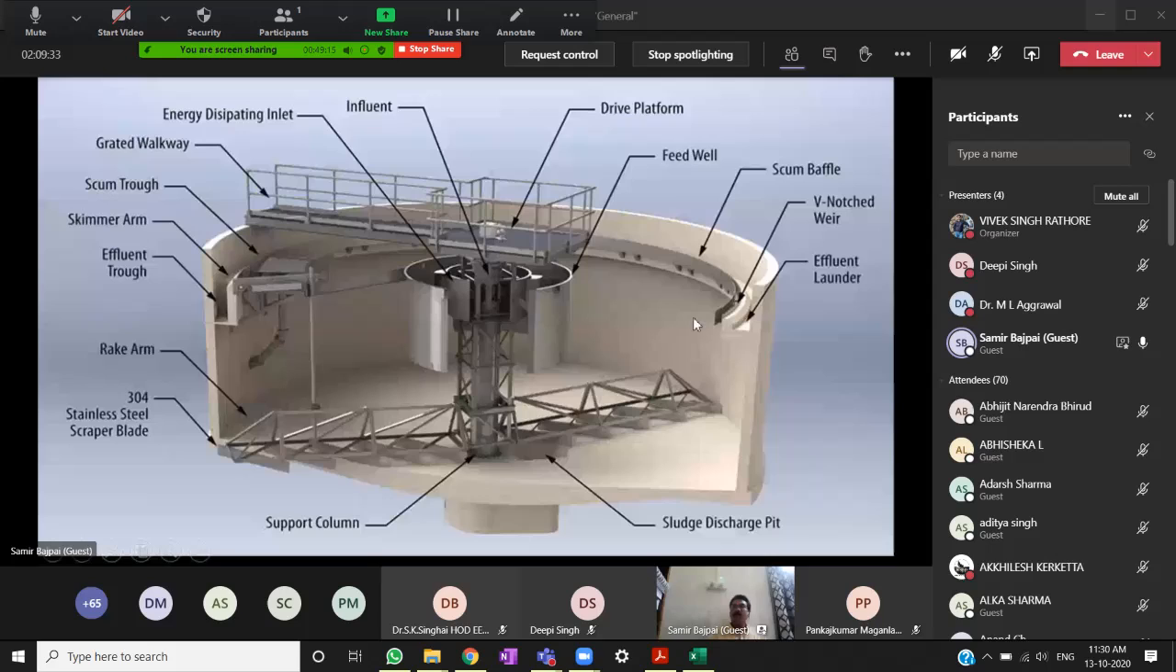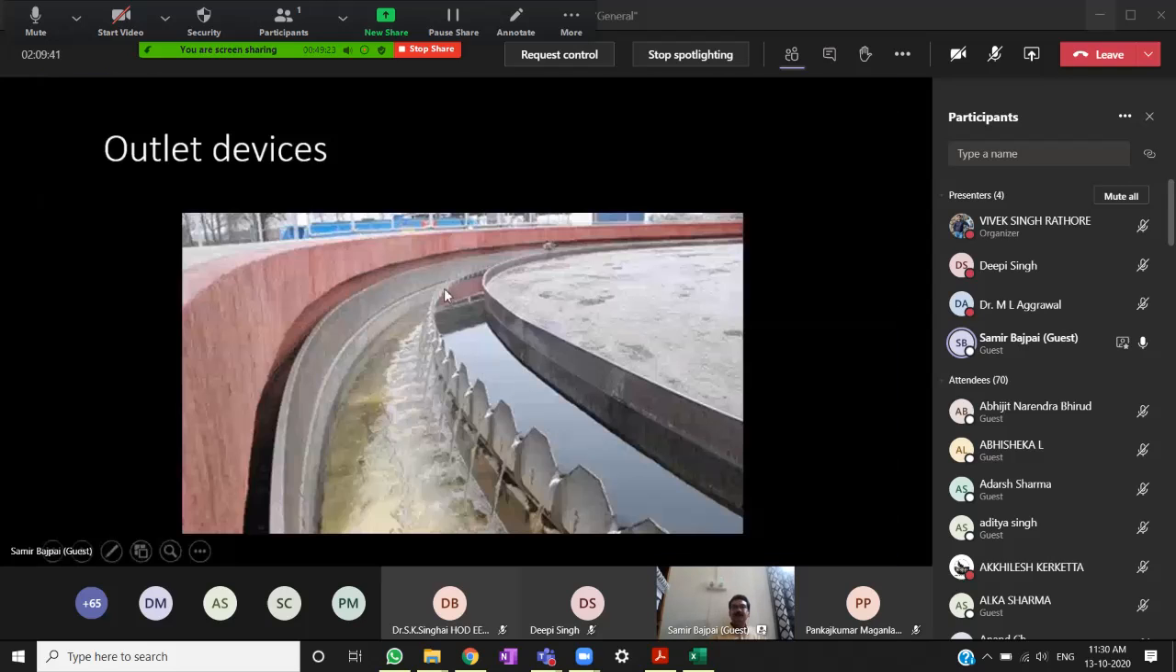So this is typically an RCC tank. Then you have steel structures supported on this RCC tank. This is the outlet device, which was not clear in that photograph. So this is, you can say, the flocculation and settling chamber. From the bottom of this baffle, the clear water will come into this effluent launder.